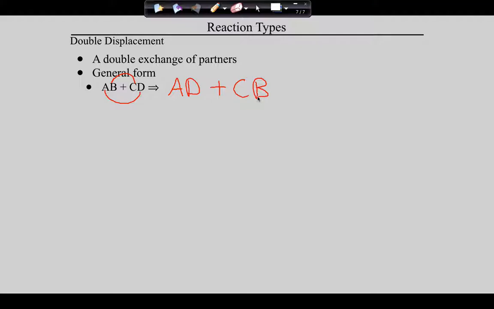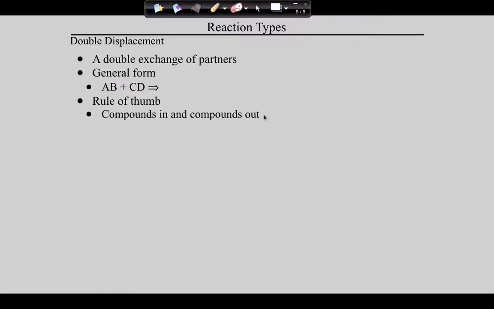Guys, every single reaction that you did in that precipitation lab was a double displacement reaction. I couldn't call it that at that time because you didn't know what that was, but every single one of those reactions was a double trading of partners. They were all double displacement reactions. You see the connection? Okay, so guys, what you need now then is a rule of thumb. And what you're going to see with these is you will always have compounds going in and compounds coming out.